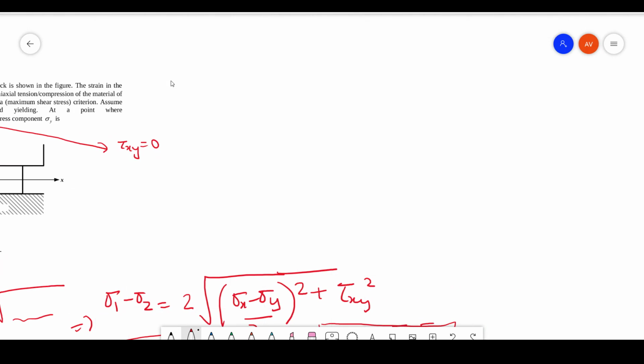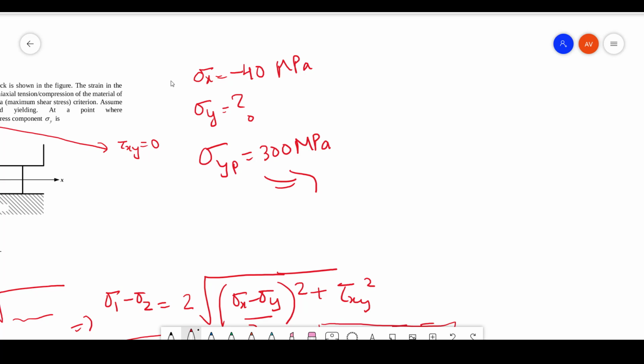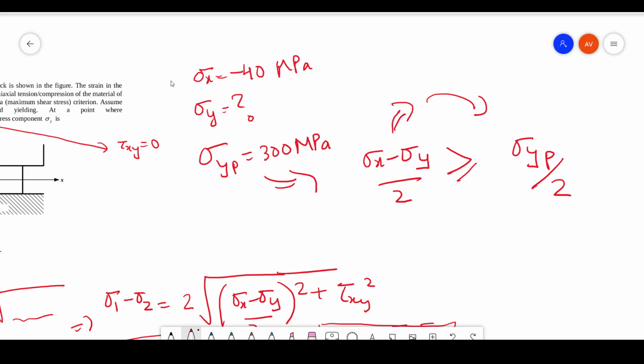Now you are given that your sigma x is actually minus 40 MPa, and you need to find what is sigma y. Your yield point, failure point stress is 300 MPa, which is basically its strength of the material. So according to the Tresca's theory, your value sigma x minus sigma y by 2 and your sigma yield point. So your failure will occur when this value will exceed this value.